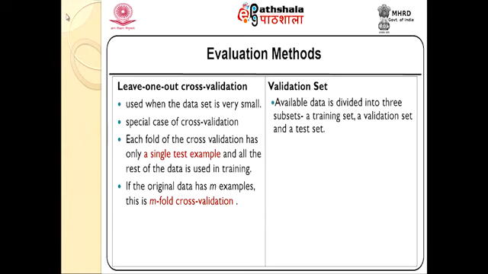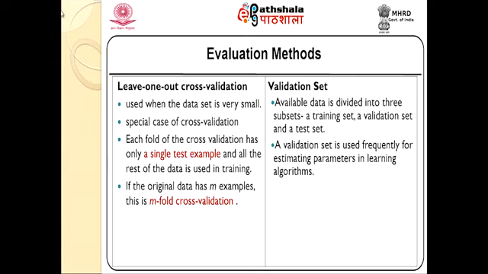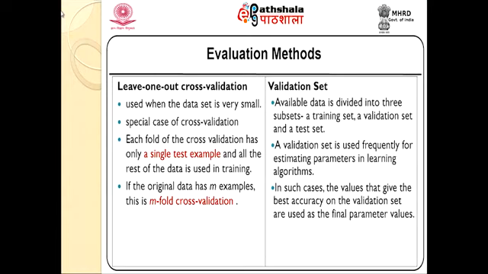Then you have a validation set. Available data is divided into 3 subsets: training set, validation set and a test set, and it is used frequently for estimating the parameters in the learning algorithms. After that is done, the test data is a separate set which will be used finally for testing. So, this is another method. In cross validation we have n-fold, leave one out and validation set. It can be used for parameter estimation as well.